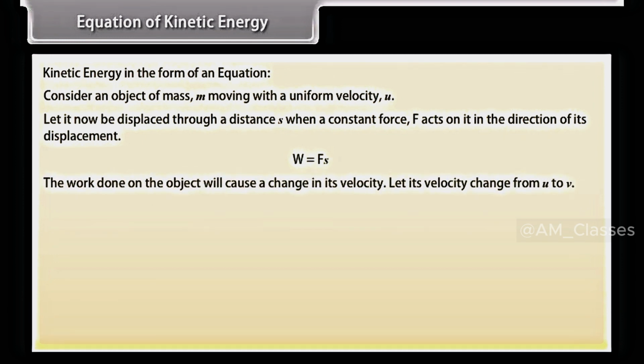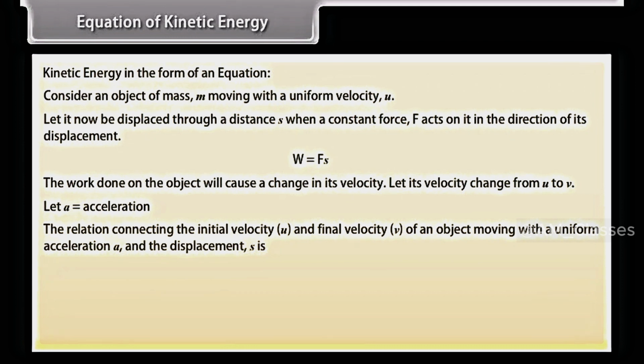The work done on the object will cause a change in its velocity. Let its velocity change from u to v. Let a be the acceleration produced. The relation connecting the initial velocity u and final velocity v of an object moving with a uniform acceleration a and the displacement s is v square minus u square equal to 2as. This gives s is equal to (v square minus u square) upon 2a.